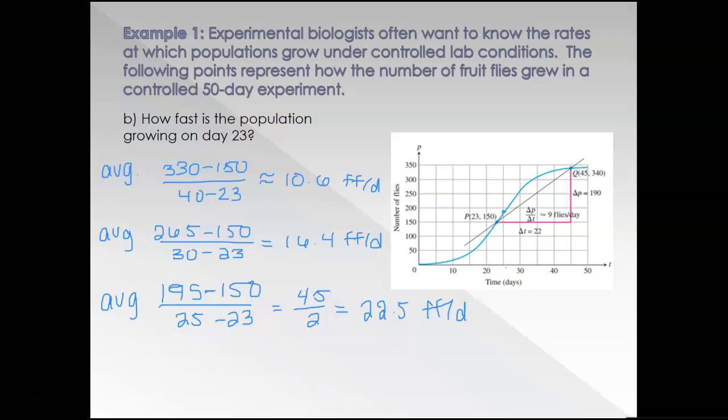If you wanted, you could also compare day 20, which would be down here, which is at 100. And that would give you the 2 points around it. So again, if you did negative 50 over negative 3, you get about 16.66 fruit flies per day. So again, your average is going to be between that 16.6 and 22.5.